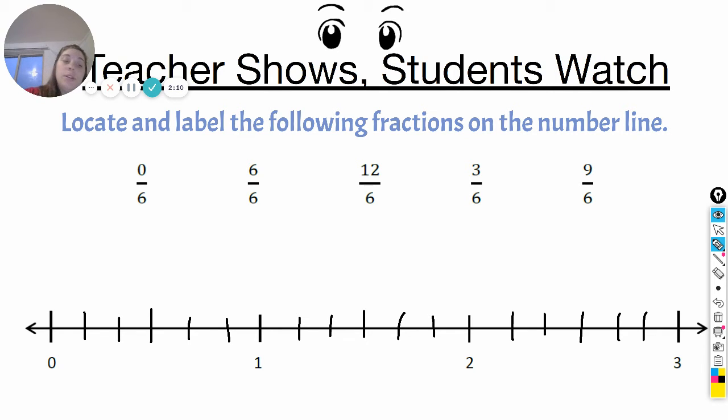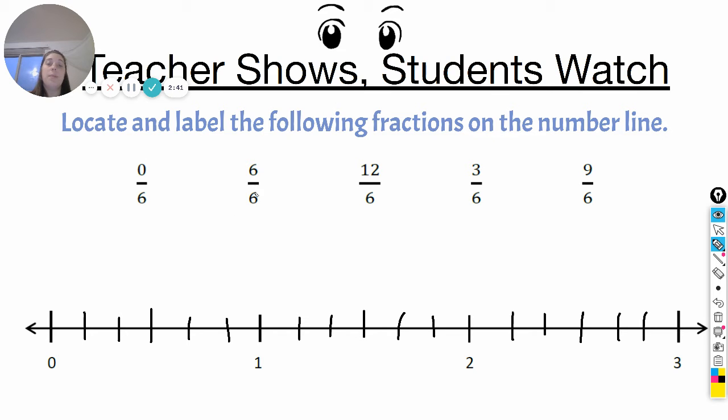So if I count, 1, 2, 3, 4, 5, 6. In that one whole, there's 6 pieces. In the next whole, there's 6 pieces. And in the last whole, there's 6 pieces. Okay, so I have my number line broken up into sixths.